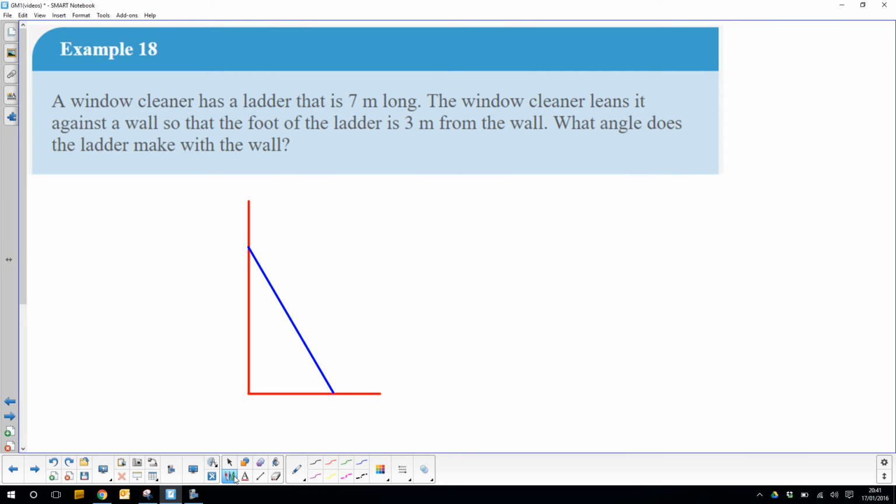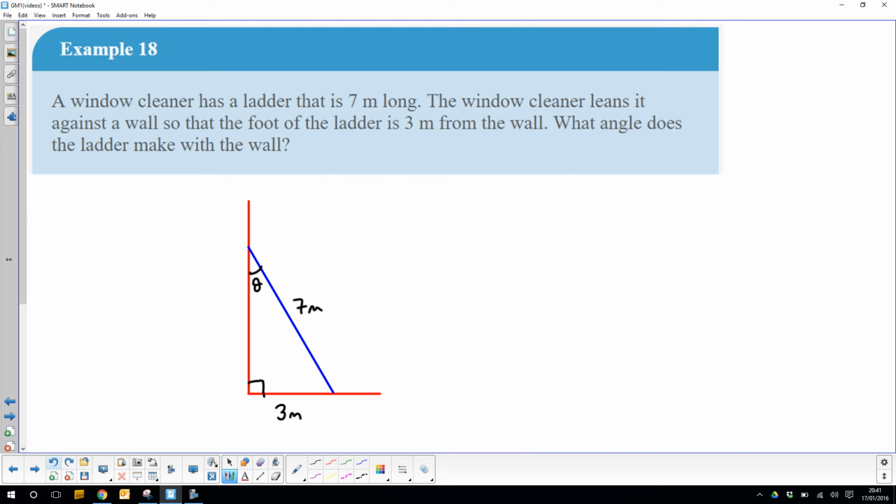Now, as we can see, we've got a right angle here and we've got some measurements. It says the ladder is 7 meters long. Well, the ladder is the blue line, so that means that is 7 meters. And it says the foot of the ladder is 3 meters from the wall, so that's this side of the triangle, 3 meters from the wall. What angle does the ladder make with the wall? Well, this is the angle that it makes with the floor. The angle it makes with the wall must be this one. Okay, so we'll call that one theta.